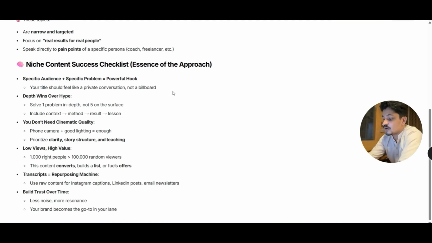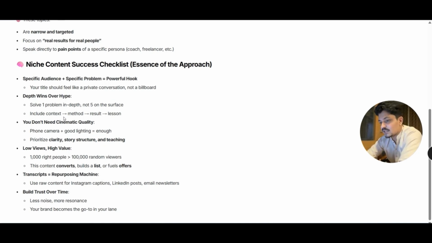You have to keep in mind you're talking to a single person, right? With ICP, single person. You're not talking at some kind of event, right? Just keep this in mind. Depth wins over hype. Again, solve one problem in depth, not five on the surface. You have to keep this in mind because it's going to get cluttered if you solve four to five problems in one video, right? One problem at one time.